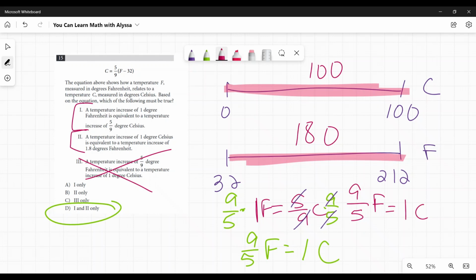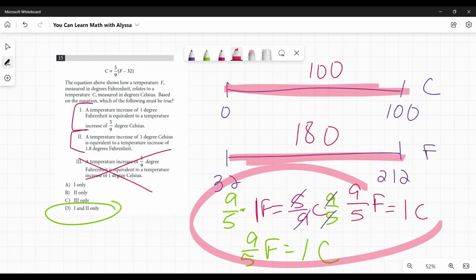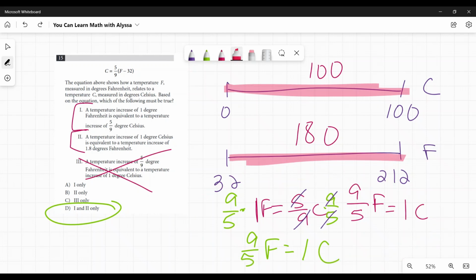1 and 2 are both saying the same thing. They're both true. 1 and 2 only. Now I'm kind of overlooking the other thing that you might know. If you've worked with Celsius and Fahrenheit in your math class and you know this 5/9, 9/5, the 1.8, this may look very familiar and you may not have even needed to prove this by going through this conversion to make sure that 1 and 2 are both saying the same thing.